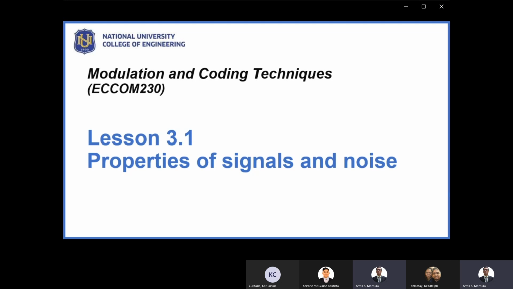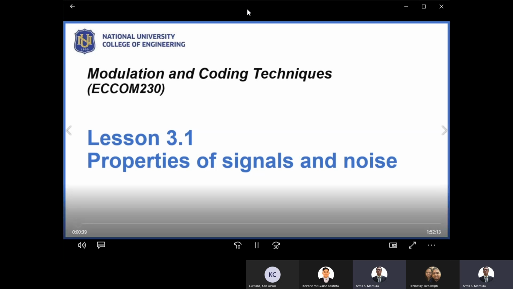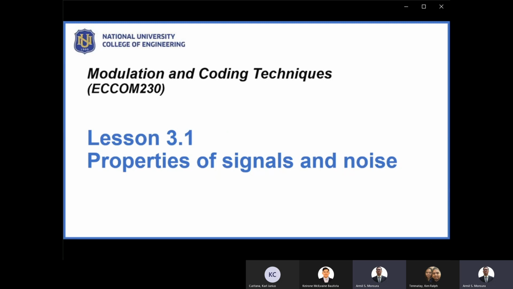So this is the continuation of our discussion on properties of signals and noise, wherein we are at the part where we are comparing our physical signal and the mathematical model of our signal. We are on the argument that the mathematical model of our signal approximates the physical signals that we have.